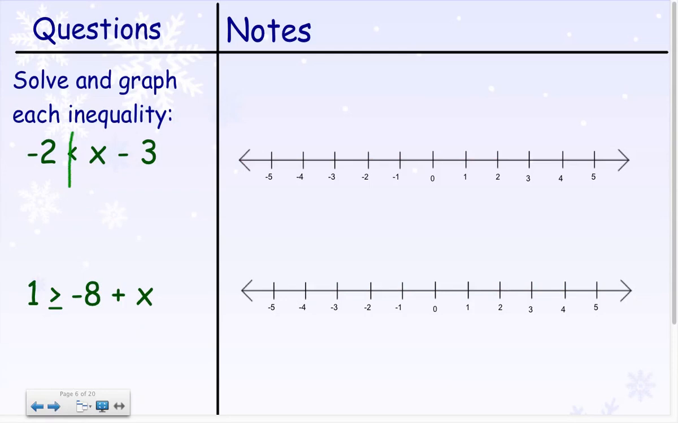Train tracks. X - 3, if I'm trying to get x by itself, I need to add 3 to both sides. -2 + 3 is 1. Now you'll notice that our x is on the right-hand side instead of the left. This is the first time we've had one that looks like this. This part can be a little bit tricky when you're rewriting. I always rewrite it so that the variable's on the left so that I can use that graphing trick. That graphing trick makes graphing very easy, but you have to practice rewriting it because it can be challenging.